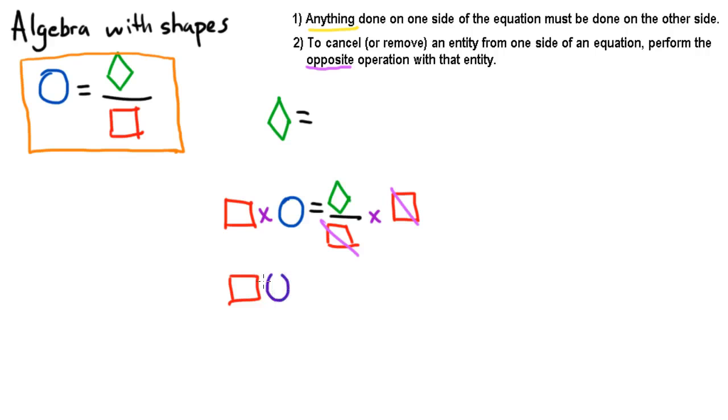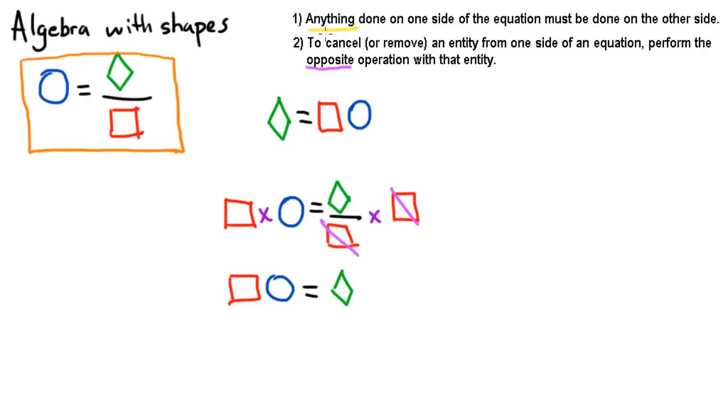Times blue circle. Doggone it. Hold on. Blue circle equals green diamond. Okay? And we're done. And so I can rewrite this as green diamond. I'll just flip this whole thing down here. Green diamond equals red square times blue circle.